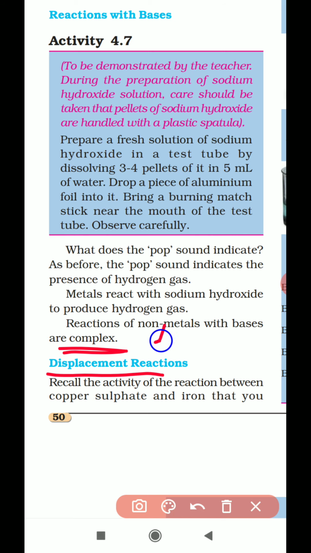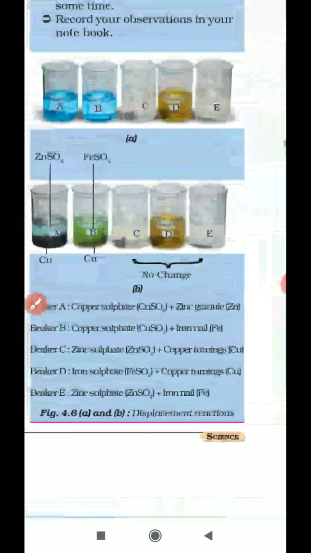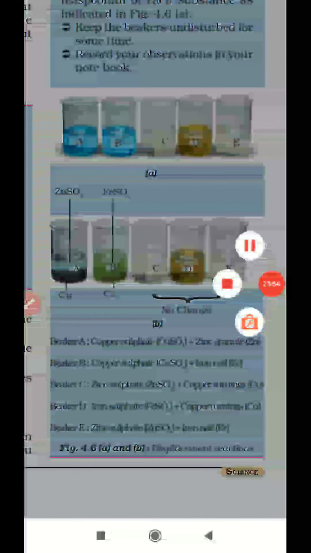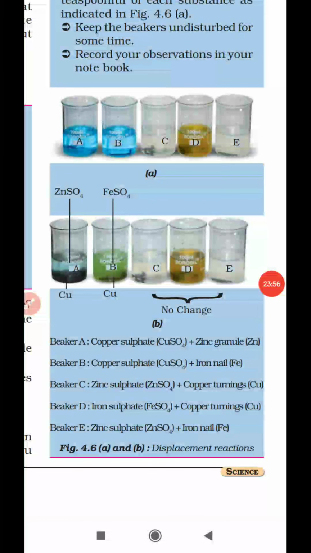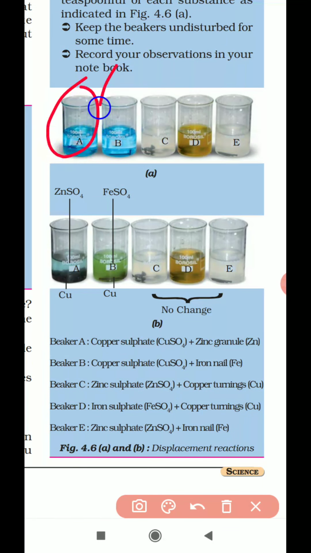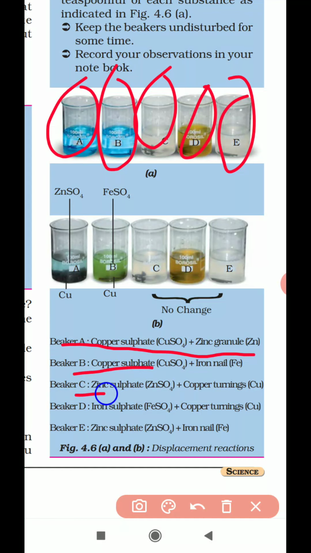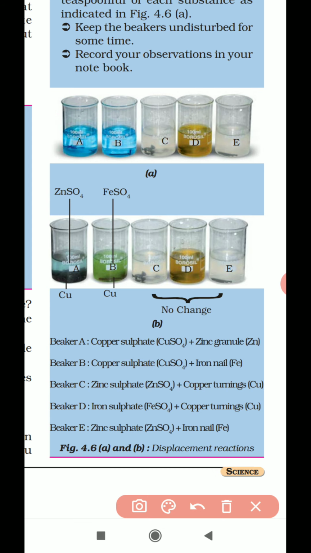Okay, now coming to the last, fourth chemical property of metals, that is displacement reaction. So let us have a look at displacement reaction now. You can see a picture on your screen, right? So this is beaker A, this is beaker B, C, D, E. And what components are present in beakers A to E have been given in this tabular column. Now you can have a look.